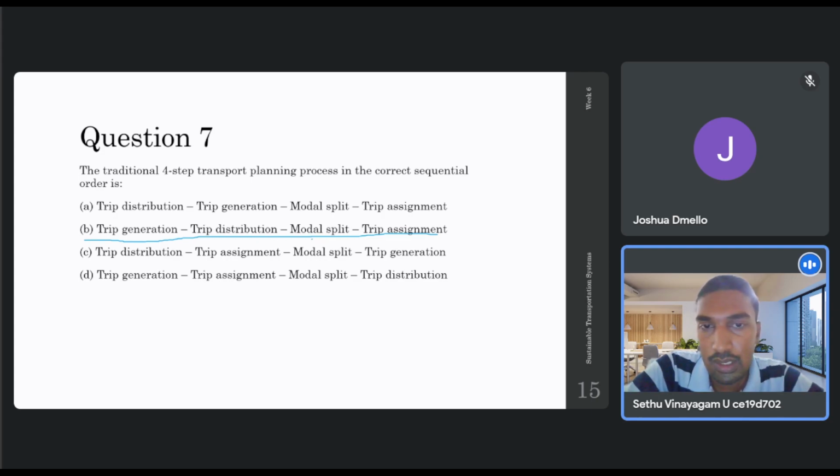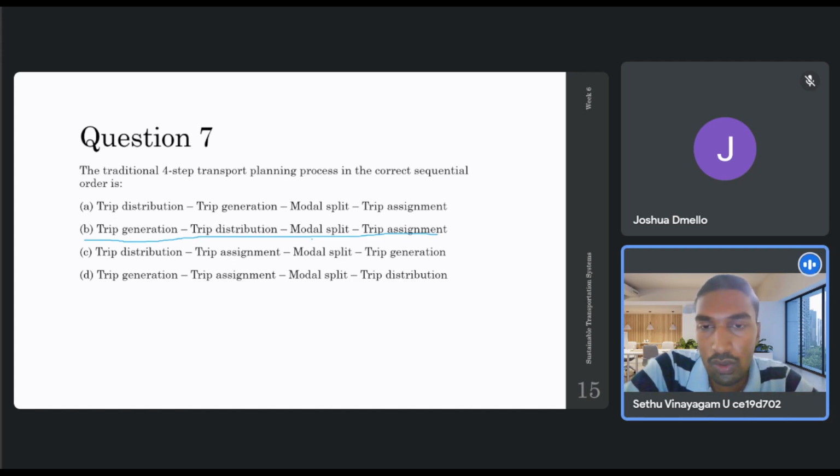The third step is the modal split, where we are trying to determine the percentage share of the trips going from zone A to zone B. Out of these trips, how many will be public transport trips, how many will be private trips, and so on. So that is the modal split process. And in the final step, we will do the trip assignment, which is to assign these different modal trips onto the routes in the road network, right? So that is the trip assignment process. So this completes the whole planning process.